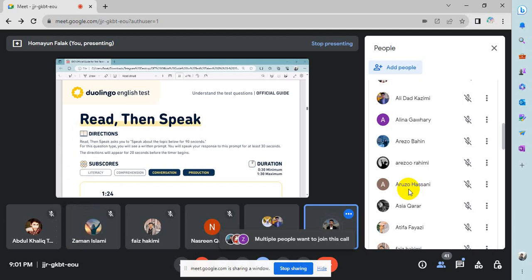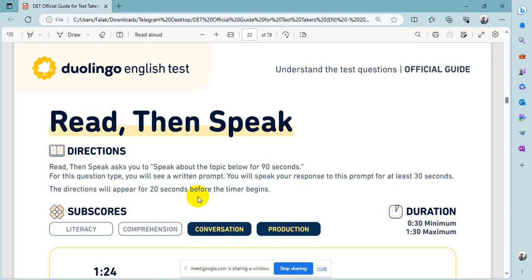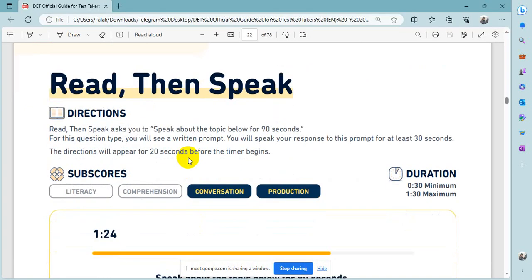So that's it. It means the same structure, the same strategies can help. But there are some differences, and let's look at them. The directions say that Read then Speak asks you to speak about the topic below for 90 seconds. So you have 90 seconds to talk about the topics they provide you.